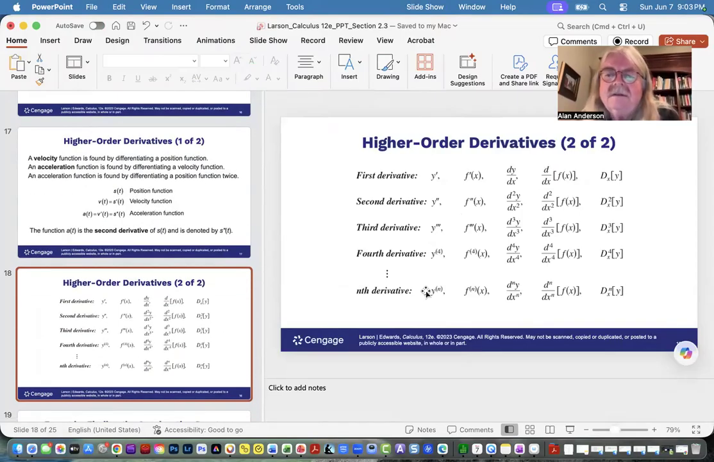Yeah, look at all those notations. Oh my God. They go all the way up to n, and they, of course, all mean the same thing.